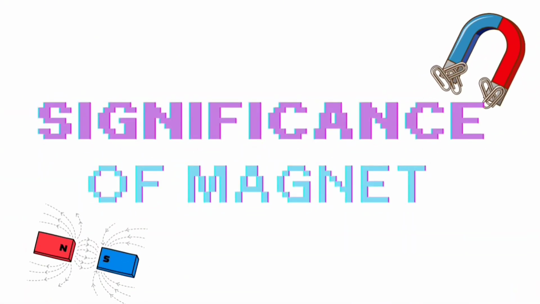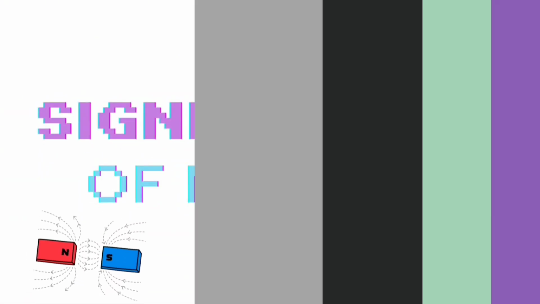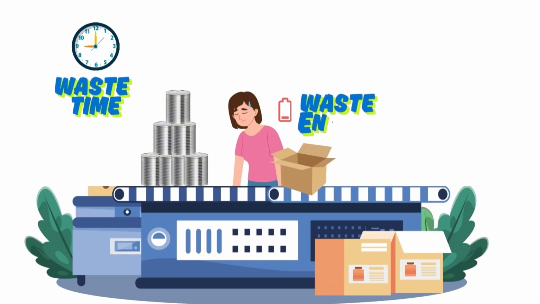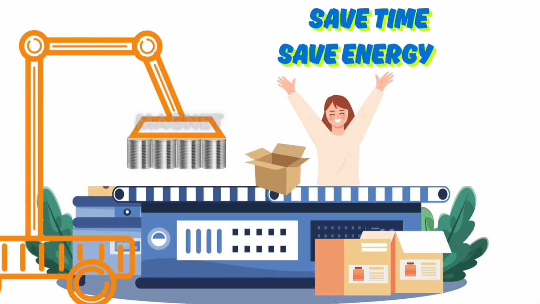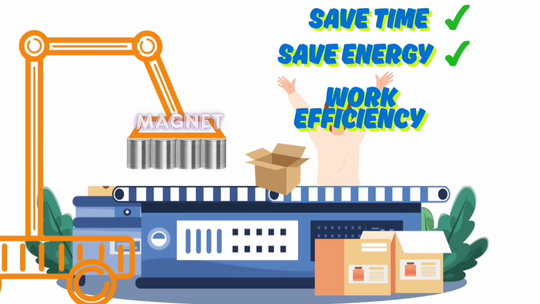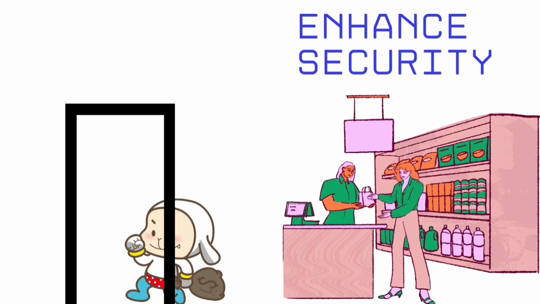Now, let's move on to the significance of magnets. Before magnets were used in the factory, the workers needed to move the cans one by one, so this led to wasted time and energy. And then the magnet was introduced, so all of the cans are moved all at once, which saves time, saves energy, and increases work efficiency.